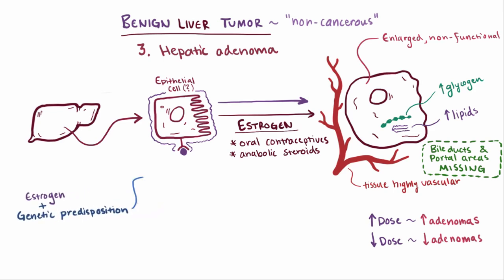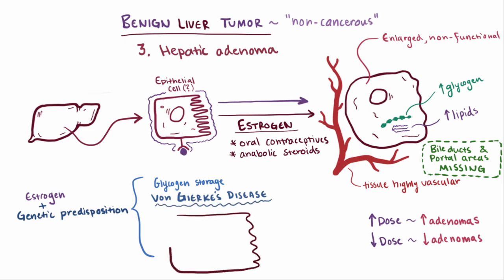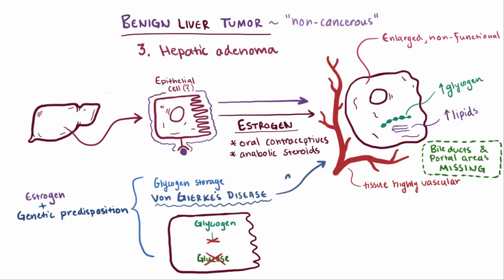Along with OCPs, genetic glycogen storage diseases, particularly von Gierke's disease, are also highly associated with hepatic adenomas. Patients with von Gierke's disease have liver cells that can't generate glucose from glycogen through gluconeogenesis. What isn't clear is why or how this deficiency tends to lead to hepatic adenomas. Although less common than the other forms of benign tumors, hepatic adenomas are more likely to rupture and lead to internal bleeding, especially during pregnancy.